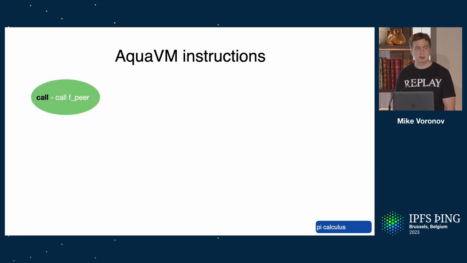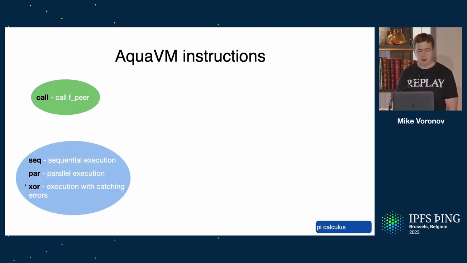Okay, now let's consider AquaVM instructions. There are 14 instructions, and one of the most powerful is the call instruction. The call instruction allows you to call a function located in a particular peer. These three instructions came directly from pi calculus and allow you to express this rhombus pattern, the fork-join pattern. We can, for example, do sequential execution, parallel execution, execution with catching errors, and with a combination of all of them, we can express almost any distributed algorithm.